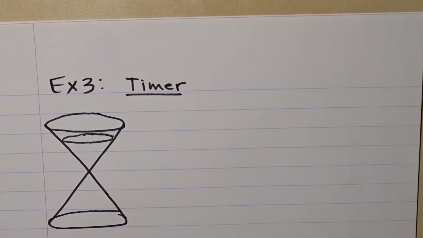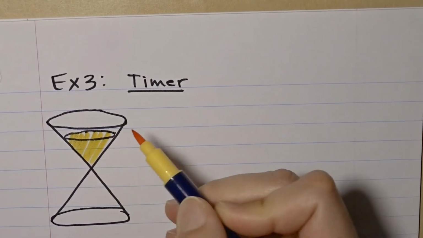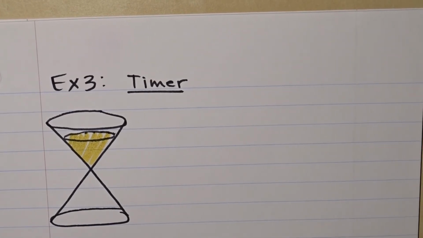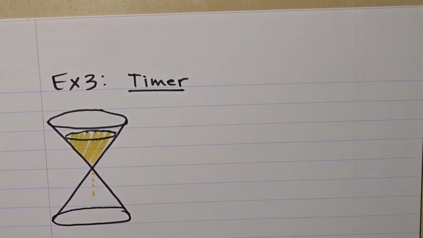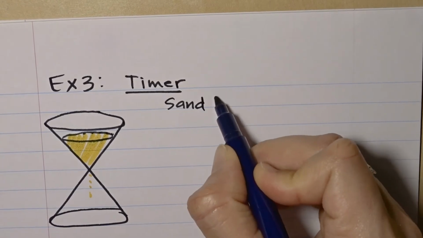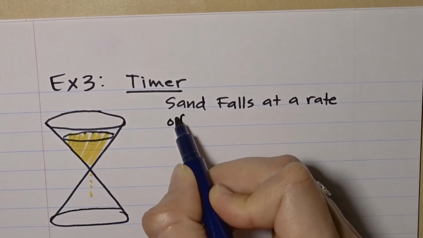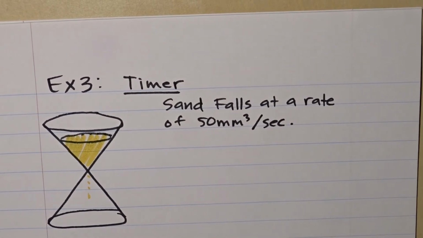And we're given some dimensions of that. So this is some yellow sand. And that sand is going to be trickling down into the other cone. It's going to be trickling down into the other cone. And it says it trickles down at a rate of 50 millimeters cubed per second. How long before the time is up?